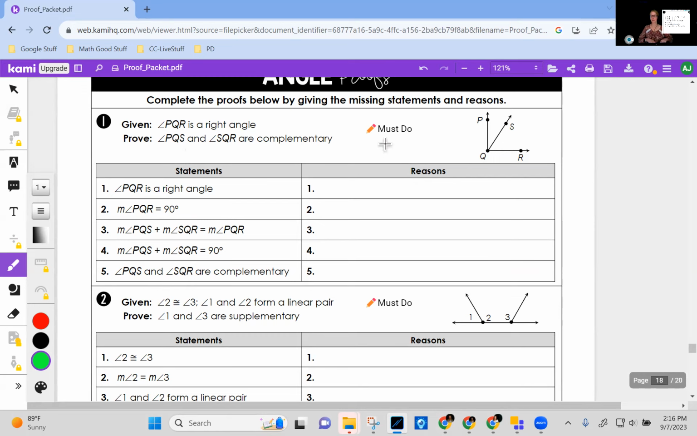So let's start by angle PQR is a right angle. So we have given information, and we're going to take a quick look at our picture. So angle PQR is a right angle. I'm going to just draw that in right here because that's my symbol for right angle. I like to draw on my pictures. Okay, and angle PQR is a right angle. That's given to me, so I don't have to think too hard about it.